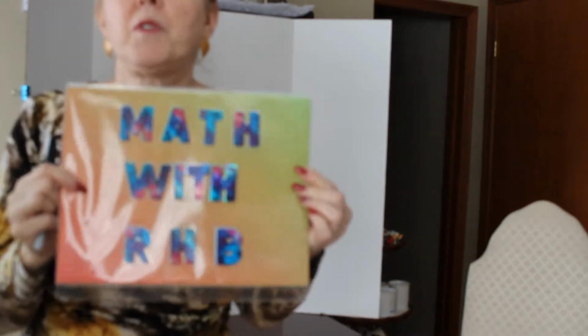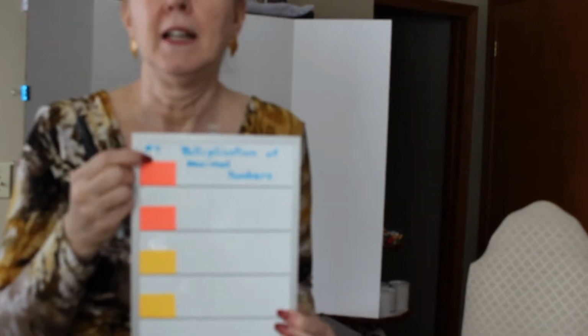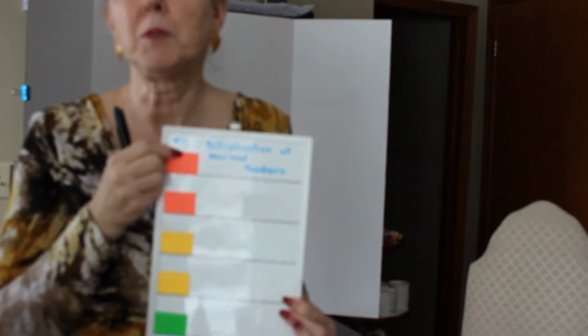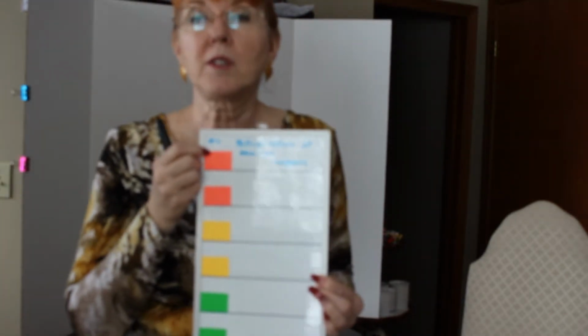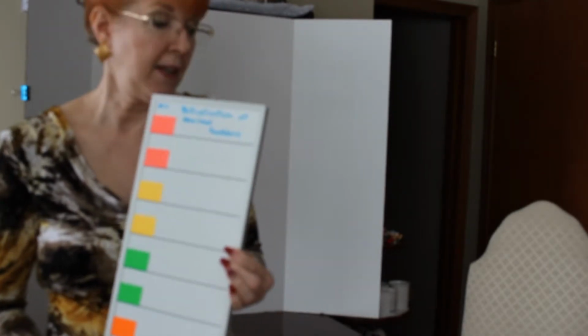This is Math with RHB, and we're looking at lesson 7, which is multiplication of decimal numbers. It works a little different than adding and subtracting decimal numbers, and we're going to go over the difference and also the difference when you multiply using groups of 10.